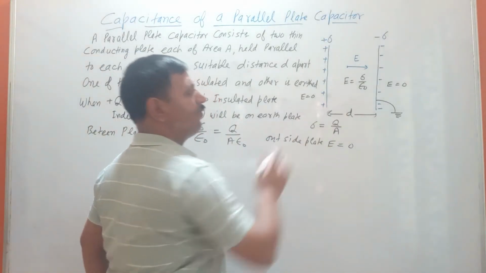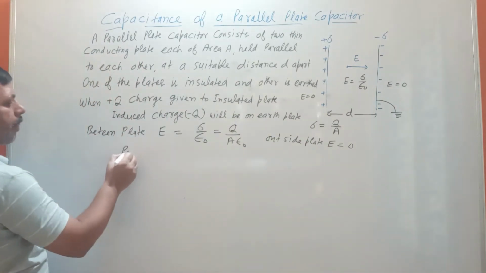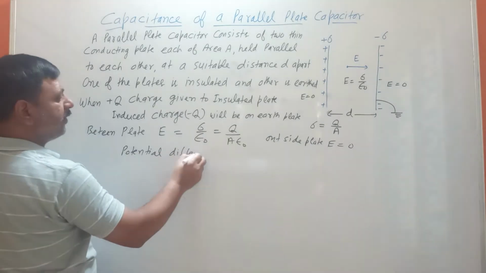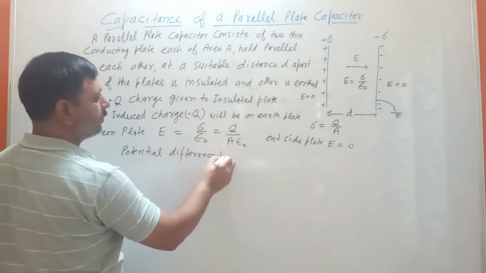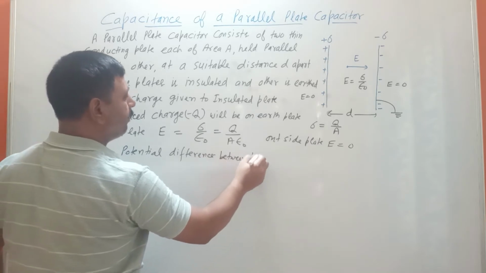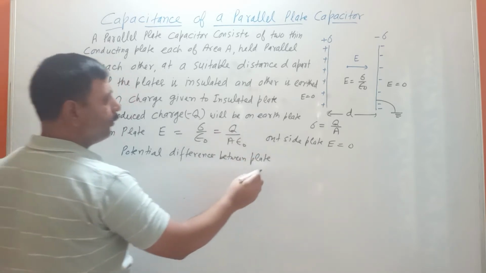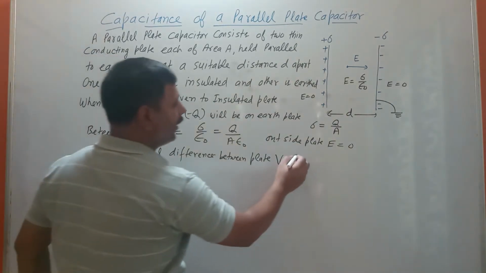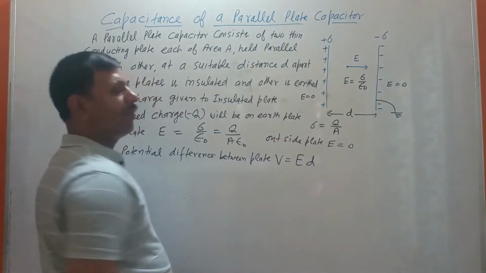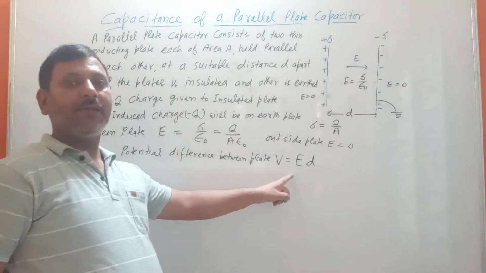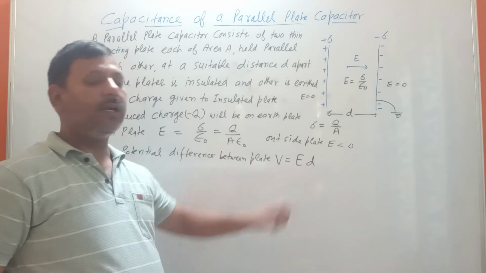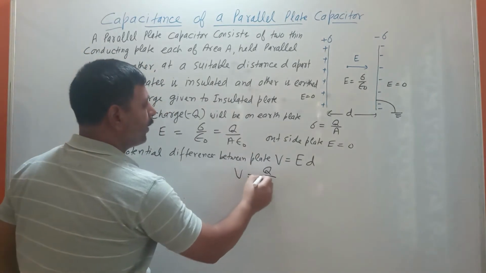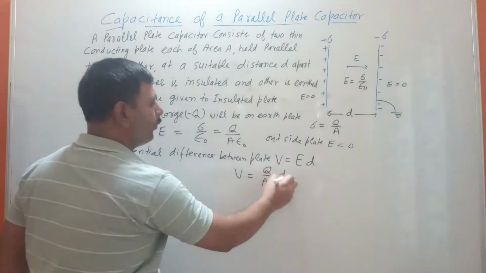What will be the potential difference between the plates? We know potential difference V is equal to E into D, in magnitude. So V is equal to E into D, that is V equals Q upon A epsilon naught into D.